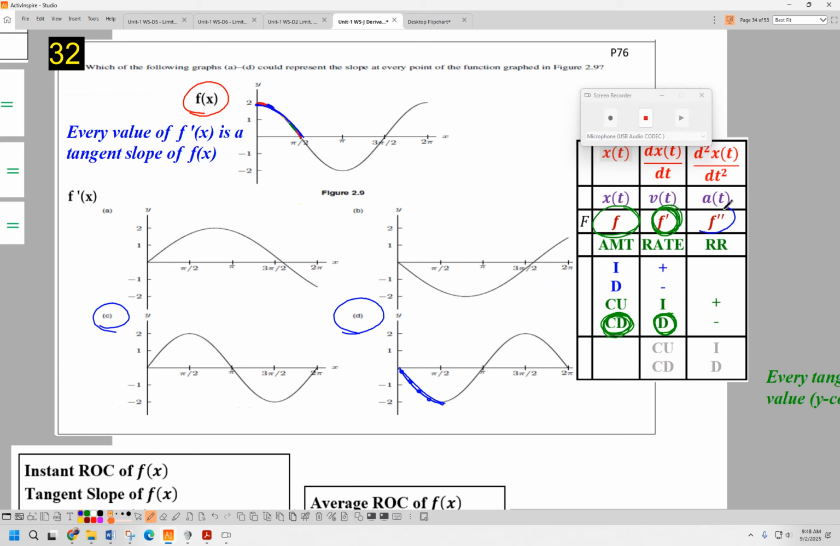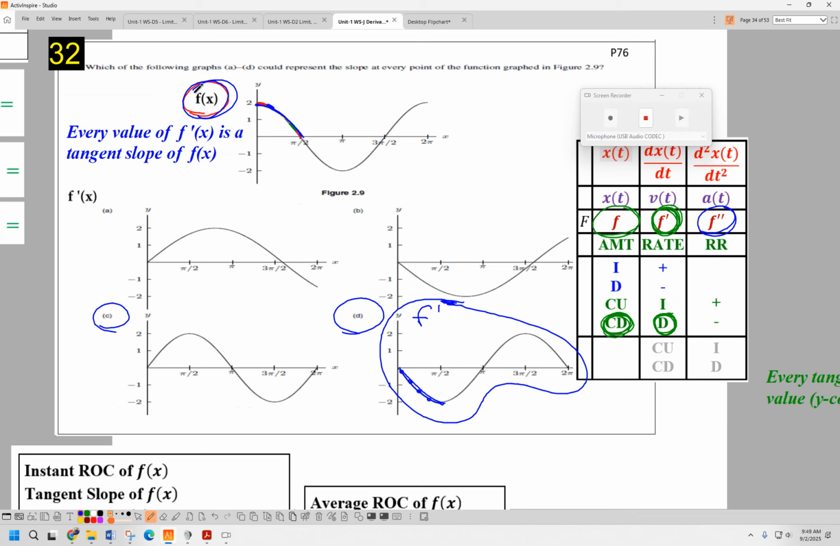Okay, f double prime just means the slope of f prime. So we know that for this situation, the correct answer is D. D is our correct f prime graph. So this is the f prime for this f graph. Everybody good there? Okay.